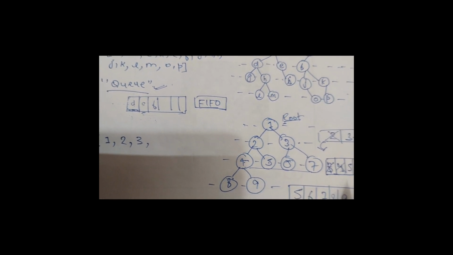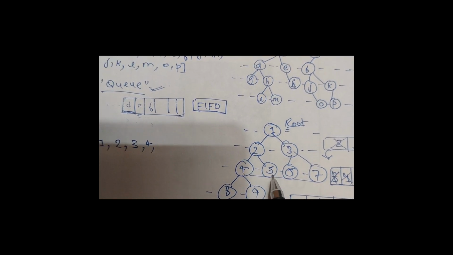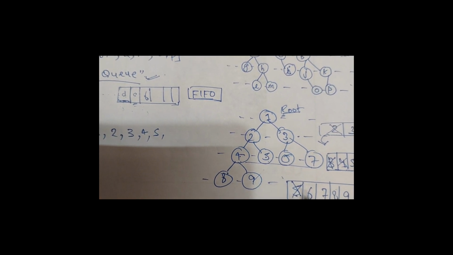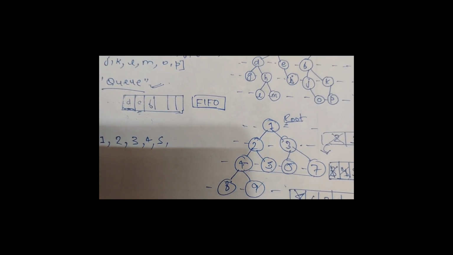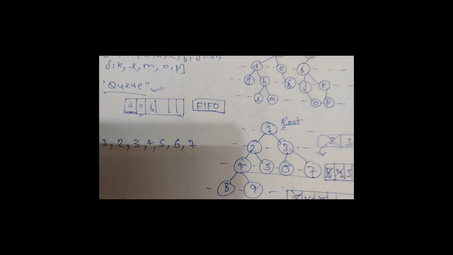Since I popped out 4, I'll also print 4 over here. 5 was a node of the previous level, so I'll pop out and print and check whether it has left and right. No, it does not have left and right, so leave it. Similarly for 6, I'll pop out and print. It does not have left and right, so I'll skip. For 7, I'll pop out and print, okay, and check whether it has left or right. No, it does not have, so skip it.